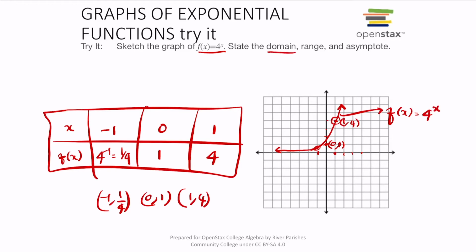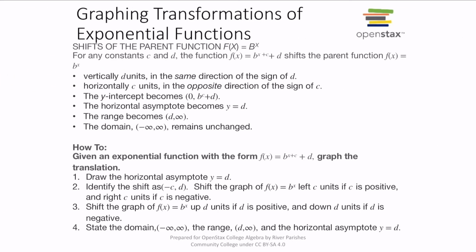So they're asking us to find the domain. The domain is acceptable across all values, so the domain here is from negative infinity to infinity. The range goes from 0 here, but it doesn't touch 0, so it becomes 0 to infinity. And the asymptote is y equals 0, so the x-axis itself becomes the horizontal asymptote.